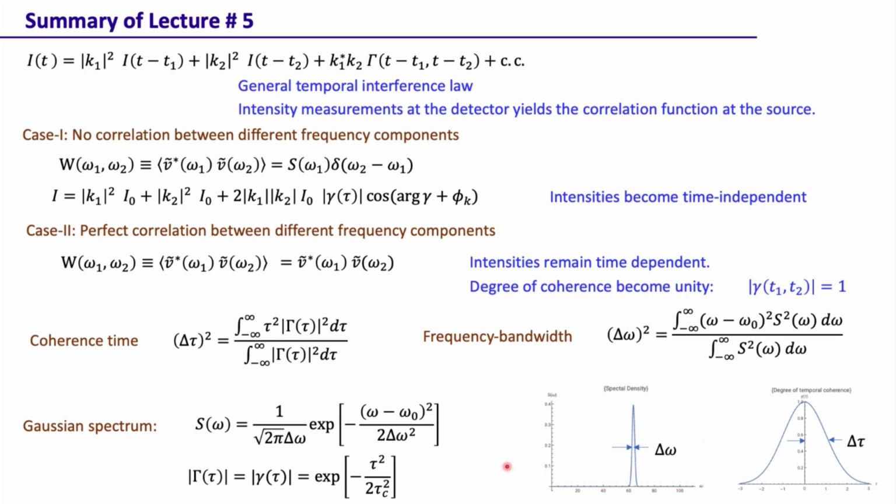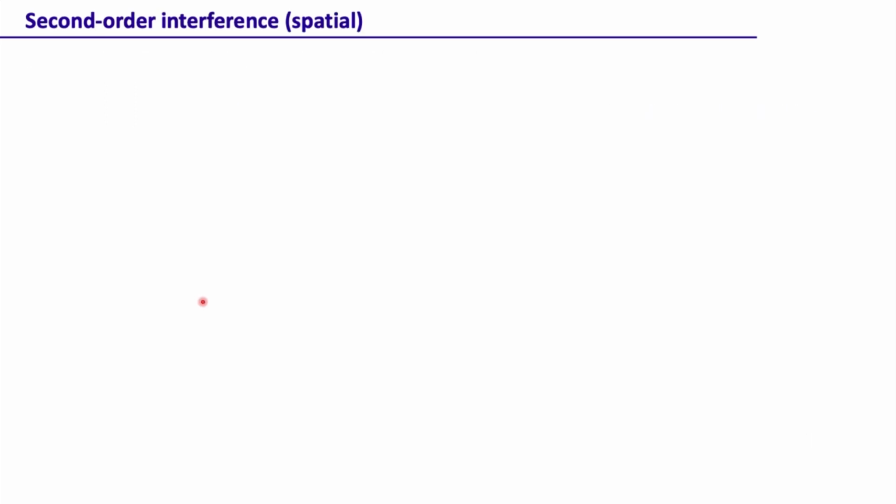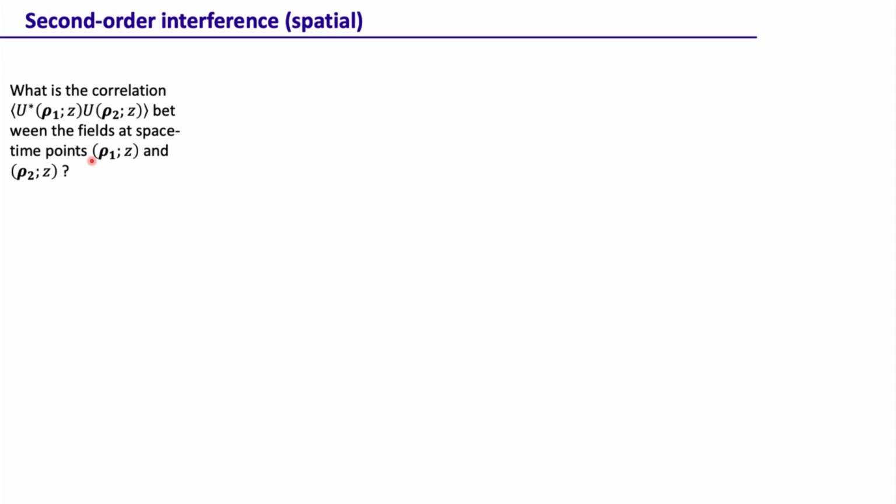So today we are going to discuss the second order coherence, second order interference in the spatial degree of freedom. The question is very similar. Now the question we ask in this case is, what is the correlation between field points at rho 1 z and rho 2 z?